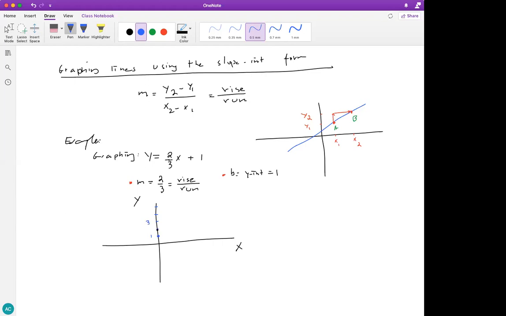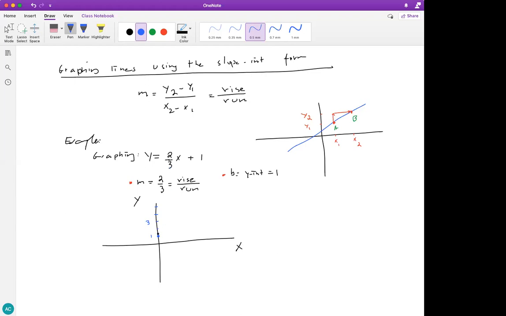Okay, we have 1, 2, 3. 2 units from here would be 1 and 2. Then once you get here, we need to do the run. The run here is 3 units. So we're going to go 3 units to the right. So again, start from here, go up 2, then to the right, 3 units.